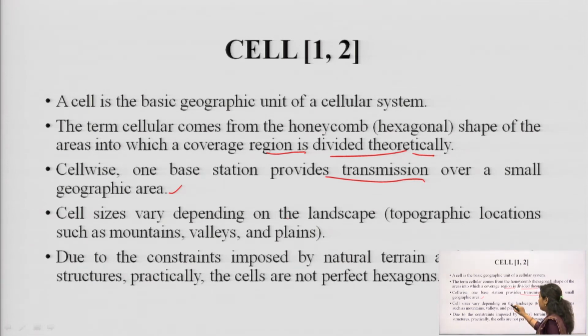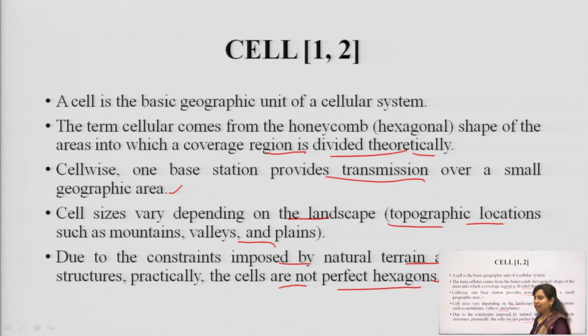Cell sizes vary depending on the landscape and topographic locations such as mountains, valleys and plains, because we have to consider these atmospheric conditions also. It is not always possible that a direct line of sight will exist between the transmitter and receiver. So, to overcome that, we have to see what the possible ways are, so that a good quality signal can be transferred to the receiver side. Due to the constraints imposed by the natural terrain and man-made structures, practically the cells are not perfect hexagons.